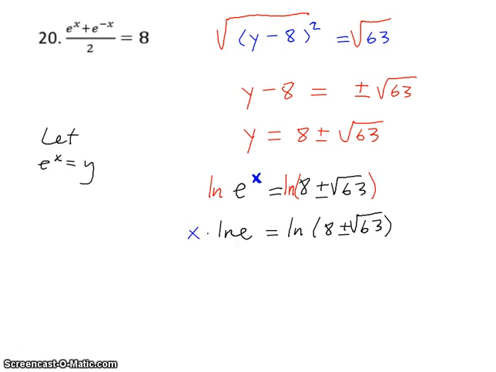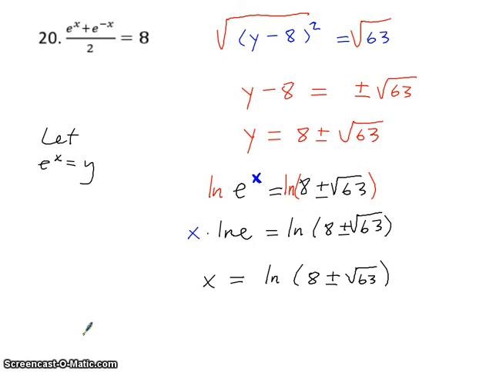Okay, here, so we have x times the ln of e is equal to the ln of 8 plus and minus the square root of 63. Remember that the ln of e is equal to 1 because e to the first power is equal to e. ln is simply a log base e. So we are left with x equals the ln of 8 plus and minus the square root of 63. And I don't think I'm going to have to eliminate an answer here because the square root of 63 is less than 8. So that doesn't give me a negative number to worry about in this case.